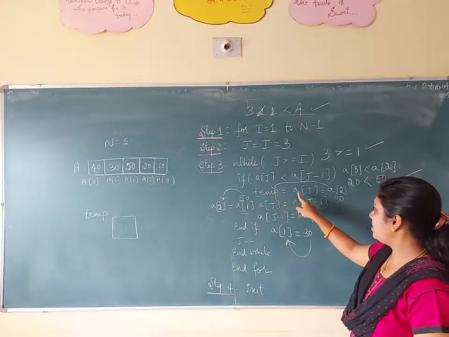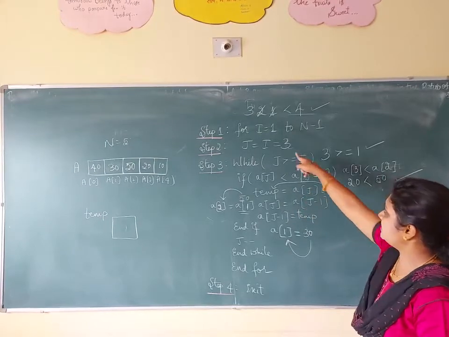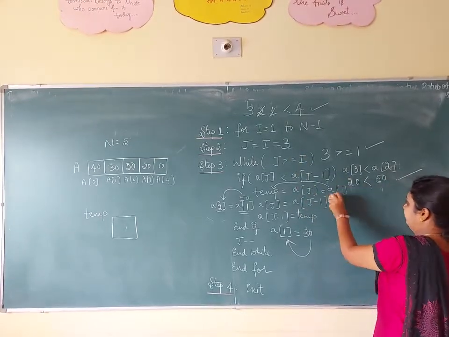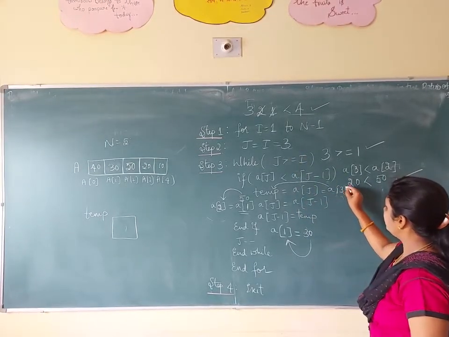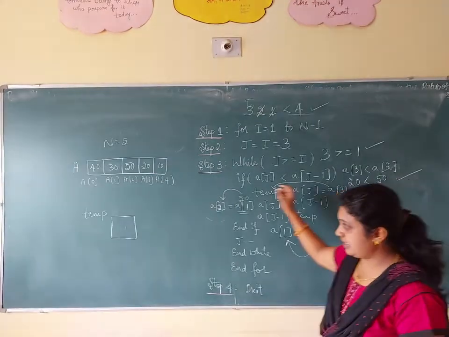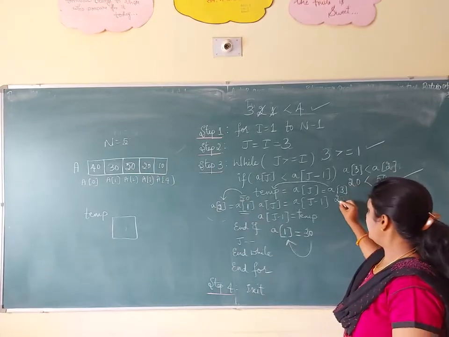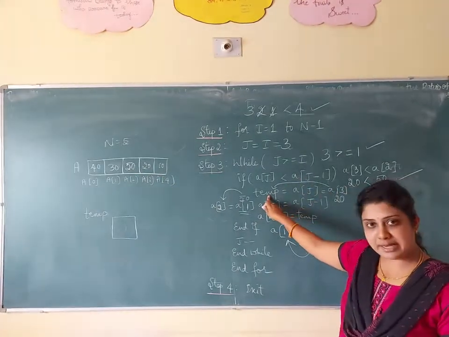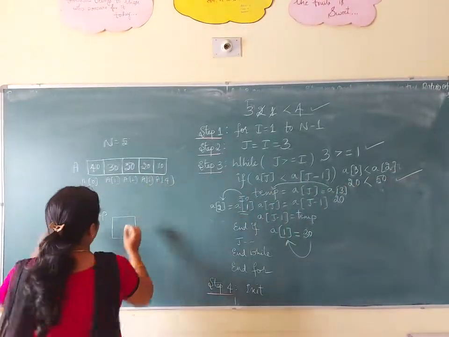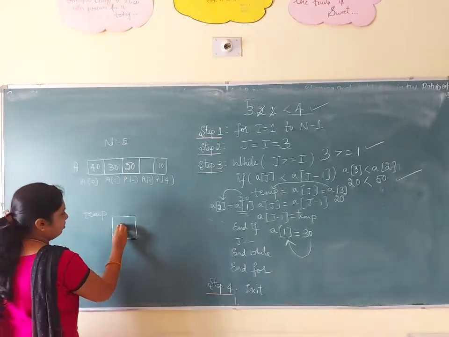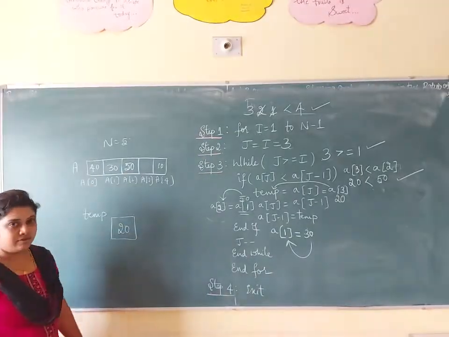Temp is equal to A of j. Now what is the j value? That is 3. Now in A of 3, see, this is your A of 3, we have a value 20 that will be stored in the temporary variable. So now the 20 will be stored in the temporary variable.